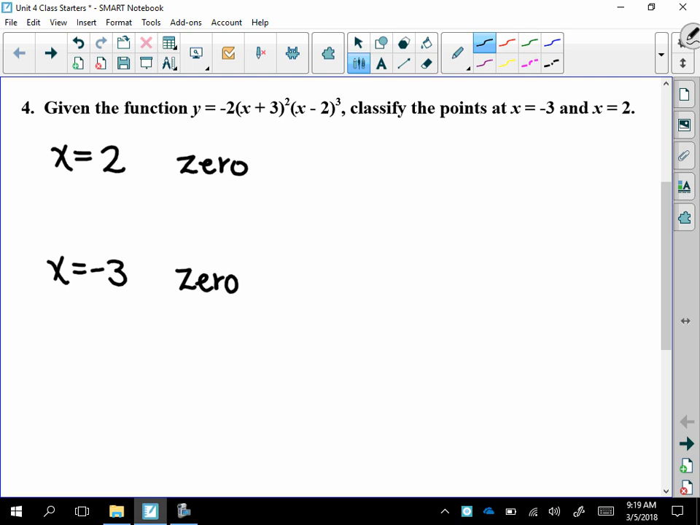Anything else that you want to say to describe those? Try to be as specific as we possibly can. They're x-intercepts. There is a multiplicity. What's the multiplicity for 2? It's a zero, or an x-intercept, with a multiplicity of 3. And at negative 3, it's got a multiplicity of what?